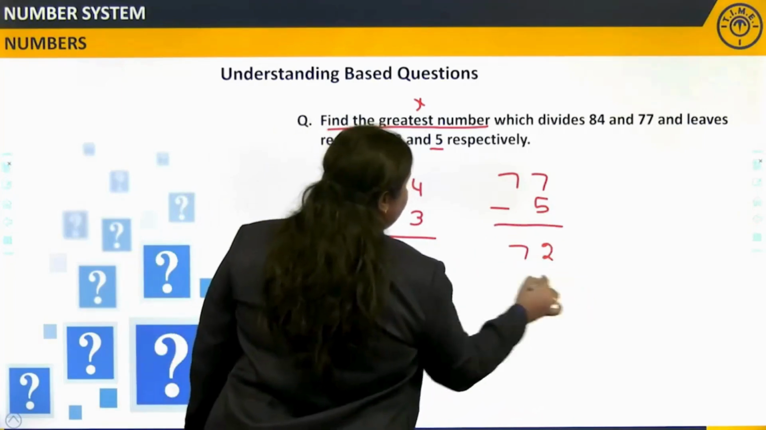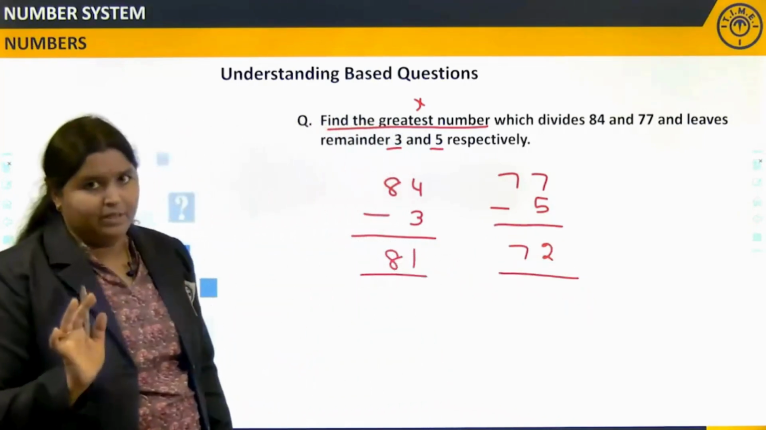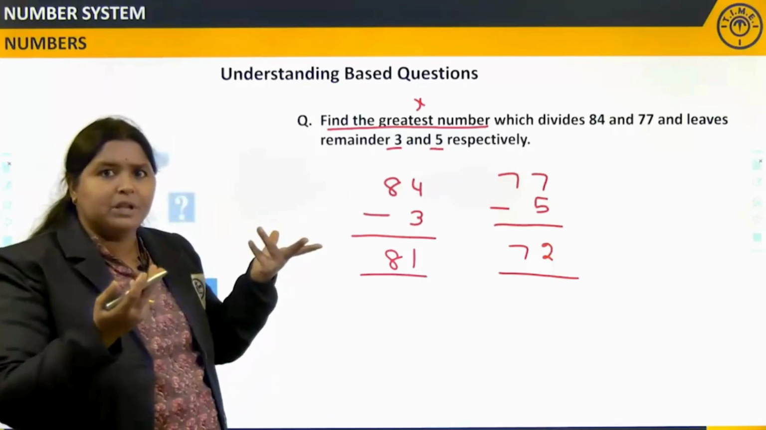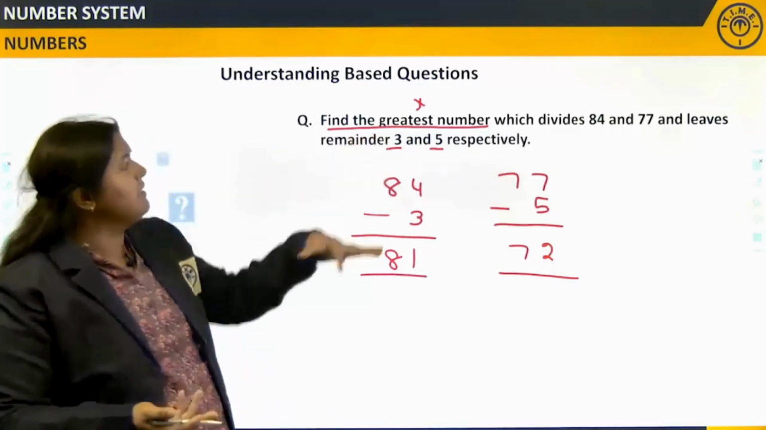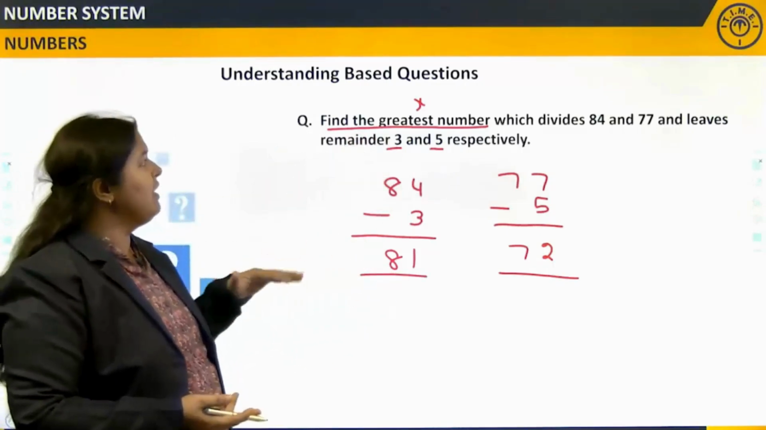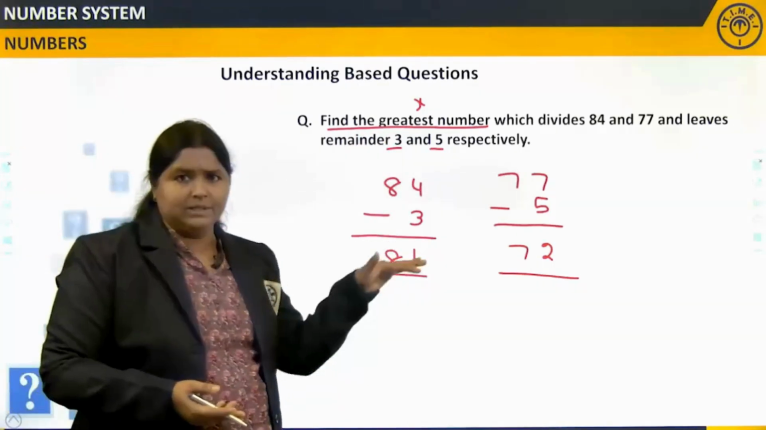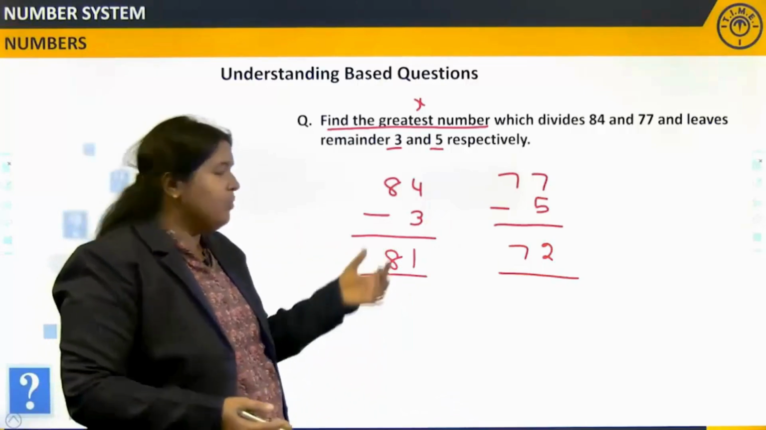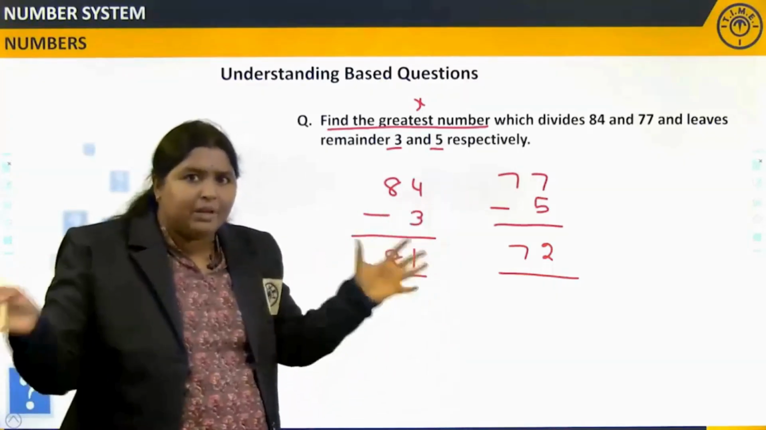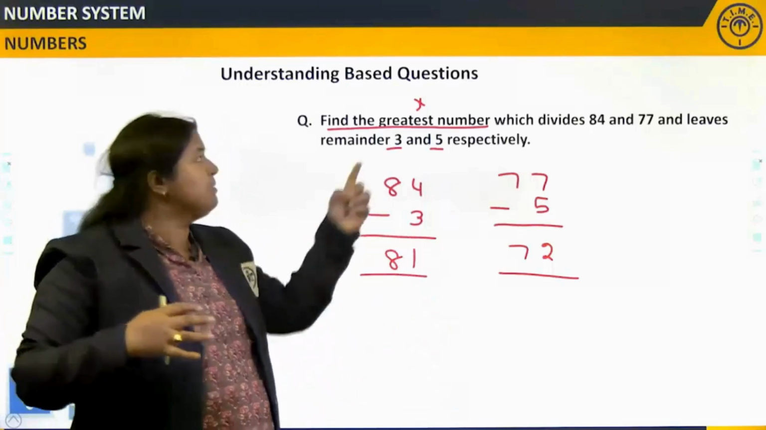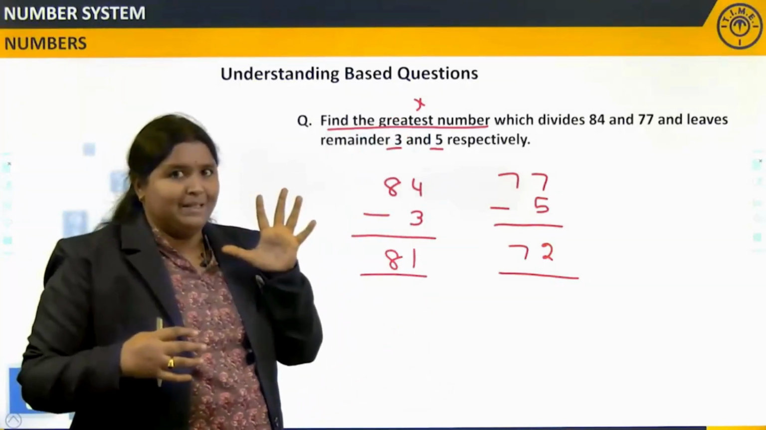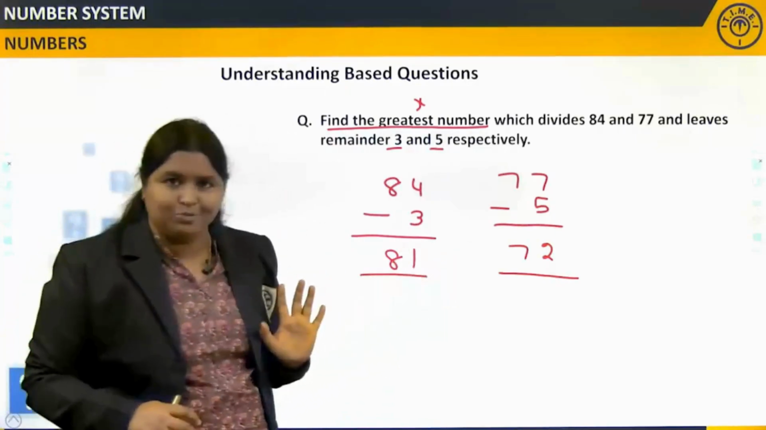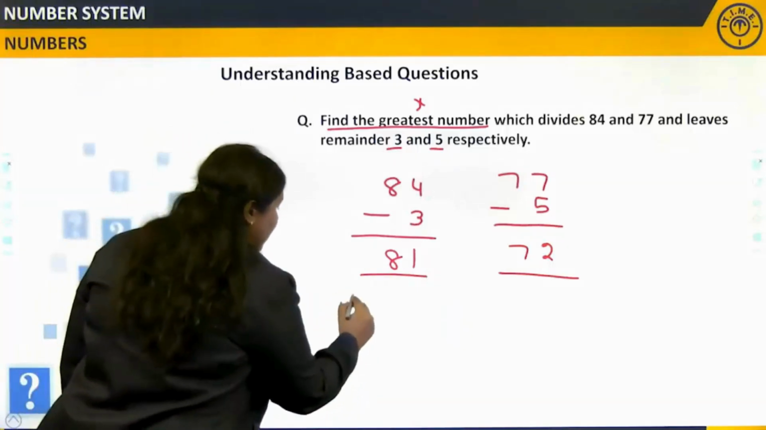You get 81 and 72. Fine. Okay, next, what is that number? With which number should you divide? Find the greatest number which divides 84 and 77 to leave remainders 3 and 5. Now you have to find, like I told you, after you remove the remainder, the numbers become exactly divisible by that greatest number. Since it is the greatest number, we have to find the highest common factor of these two.